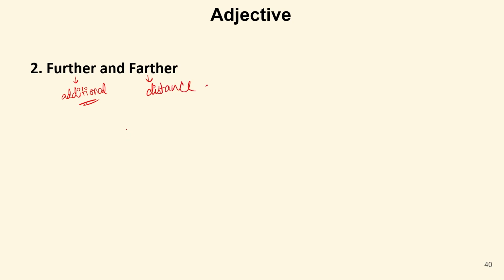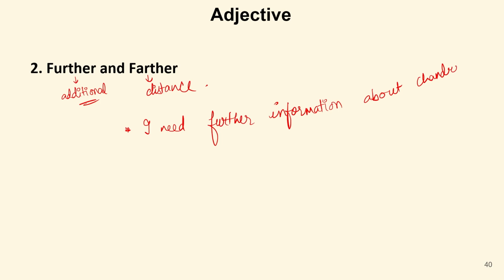For example, I need further information about Chandrayaan 3. So this is further information. It means the additional information.